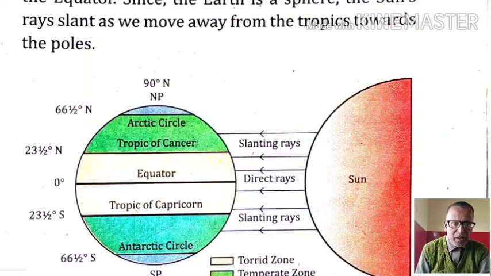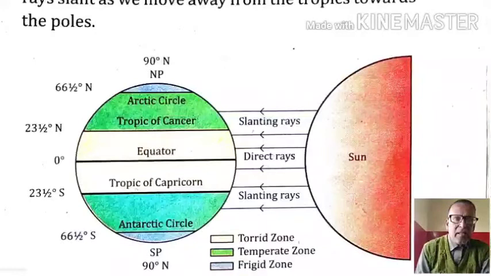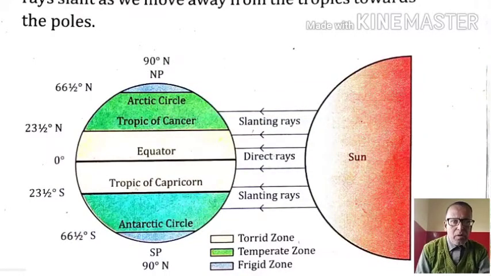When we come to the southern hemisphere, then 23 and a half degree south there is Tropic of Capricorn. At 66 and a half degree south there is Antarctic Circle, and at 90 degrees south it is South Pole. So we see that the important latitudes or parallels of latitudes are given there, and on the basis of that we can find out the heat zones.